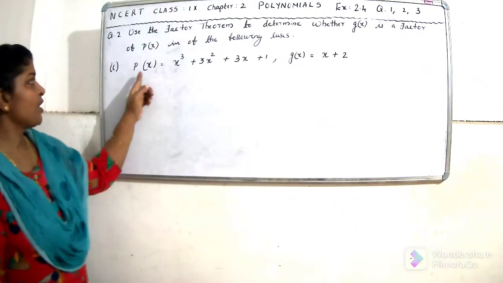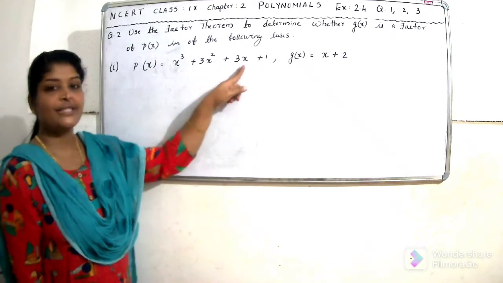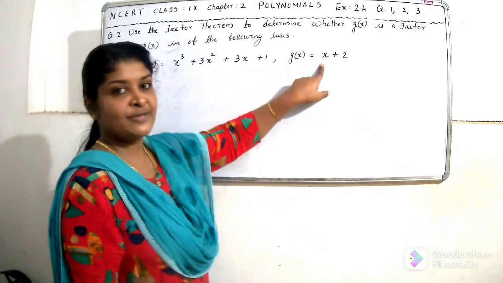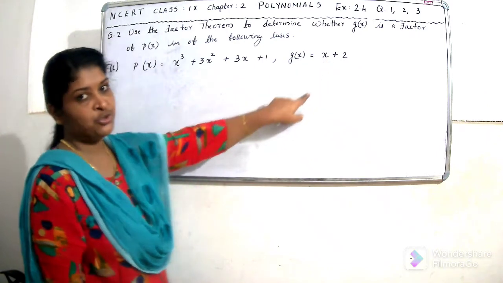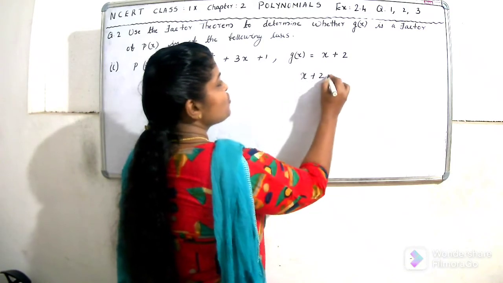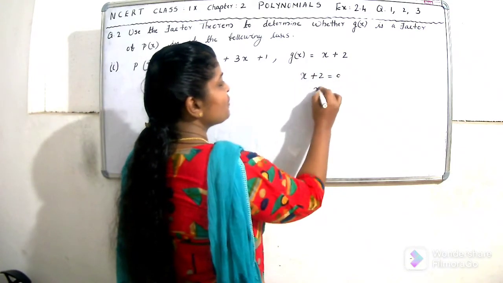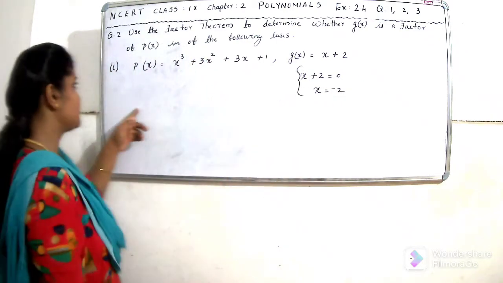Second question. P of x is x cube plus 3x square plus 3x plus 1 and g of x, that means the divisor, is x plus 2. This is a factor or not, that we have to check. So what is the zero of this polynomial? X plus 2 is equal to 0. So therefore x is equal to negative 2. This value we have to substitute here.